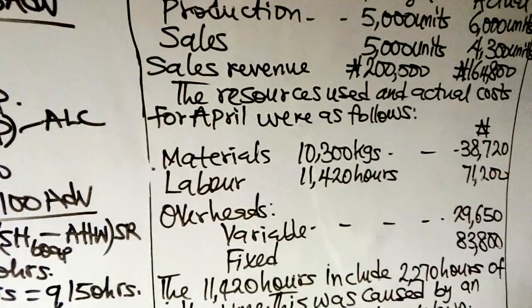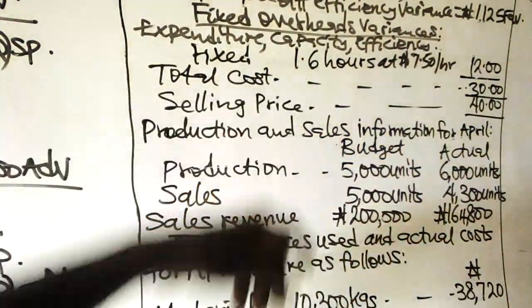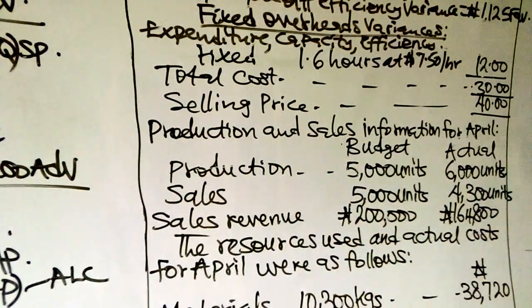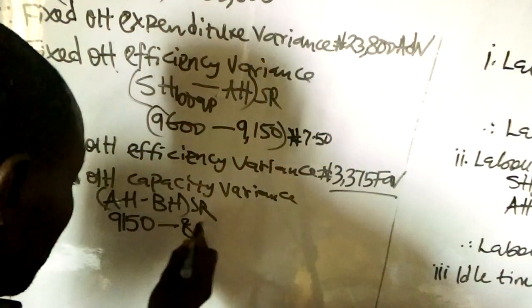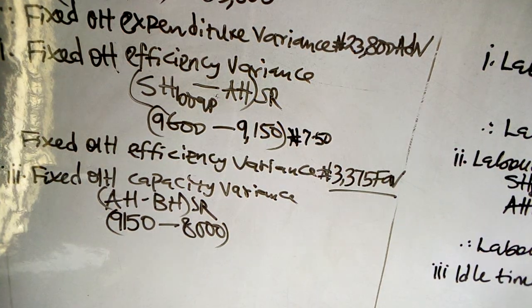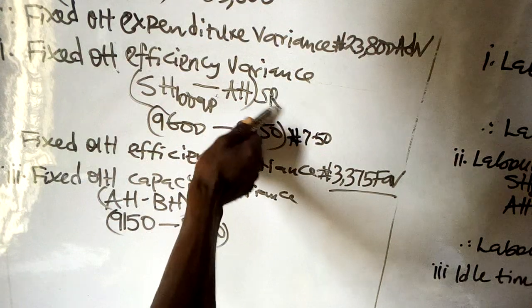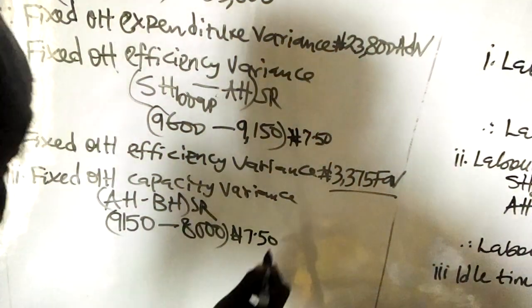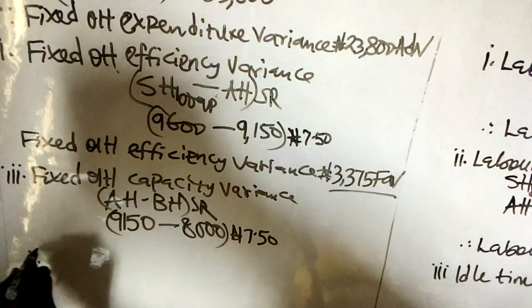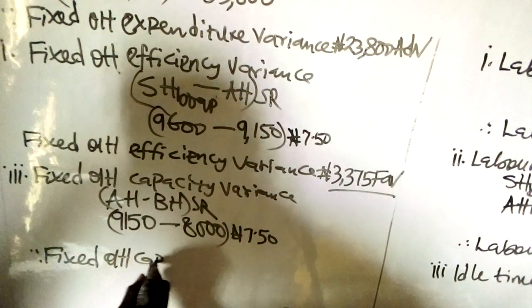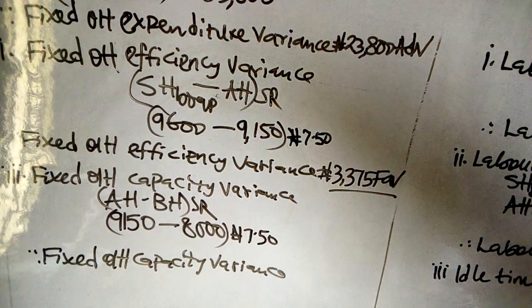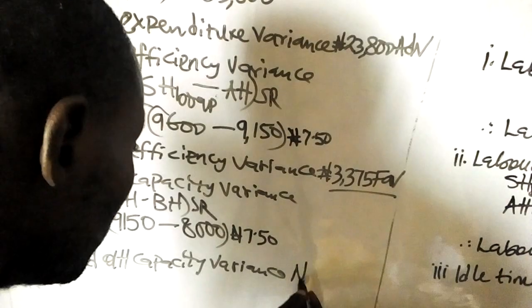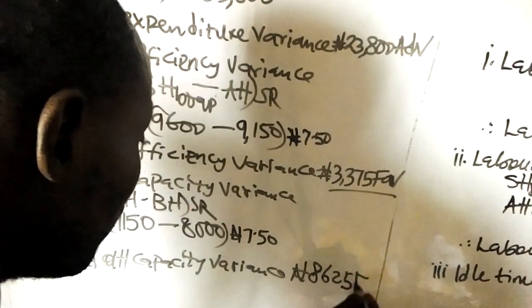The budgeted hours: you are given the standard hours per unit to be 1.6. If you multiply 1.6 by the budgeted production of 5,000, that will give us the budgeted hours, 8,000 hours. Multiply by the standard rate. The fixed overhead rate per hour is 7.5. Therefore, the fixed overhead capacity variance is 8,625 favorable.